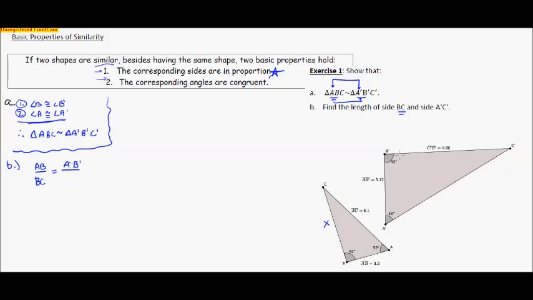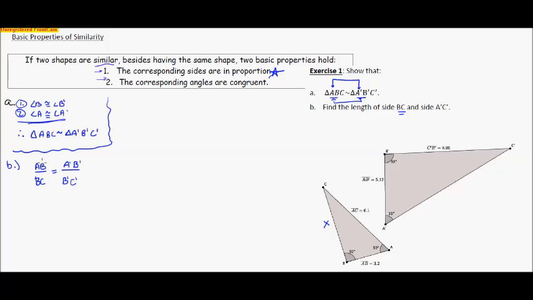And if I go over here, they've told me what B prime, C prime is, which is the side that it would match up with. Okay? So there's my proportion. Notice again, this is really, really important, guys. If you get this, it'll be very easy for you.